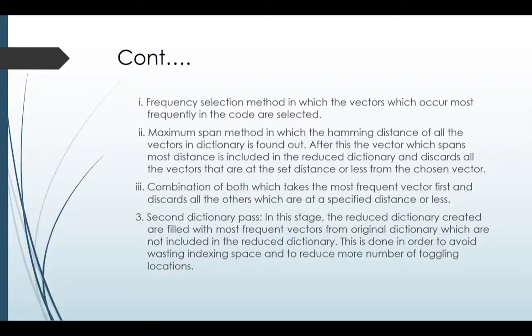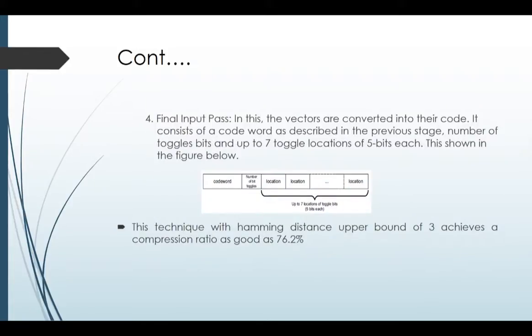The third step is known as the second dictionary pass. In this, the reduced dictionary is filled with the most frequent vectors from the original dictionary which are not included in the reduced dictionary. Due to this, the bit toggling is reduced even further, which should help to save power. The fourth and final step is known as the final input pass, in which the vectors are converted into a code word.